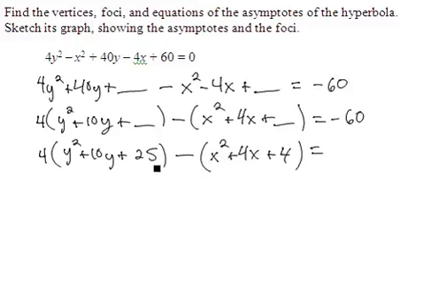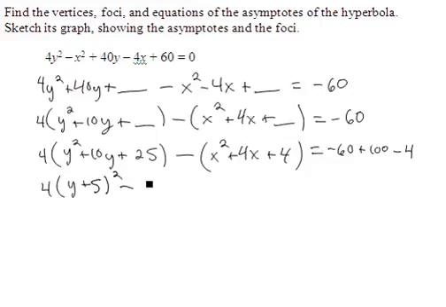Now inside the parentheses here I've added 25, but that's times 4, so I really added 100. So negative 60 plus 100. Here I've added 4, but that was inside of a subtraction sign, so that's actually subtracting 4 from the left-hand side, and so I should do it to the right-hand side as well to compensate. This gives me a 4. Completing the square gives me y plus 5 quantity squared minus x plus 2 quantity squared. And on the right-hand side, that's plus 40, but minus 4 gives me 36.